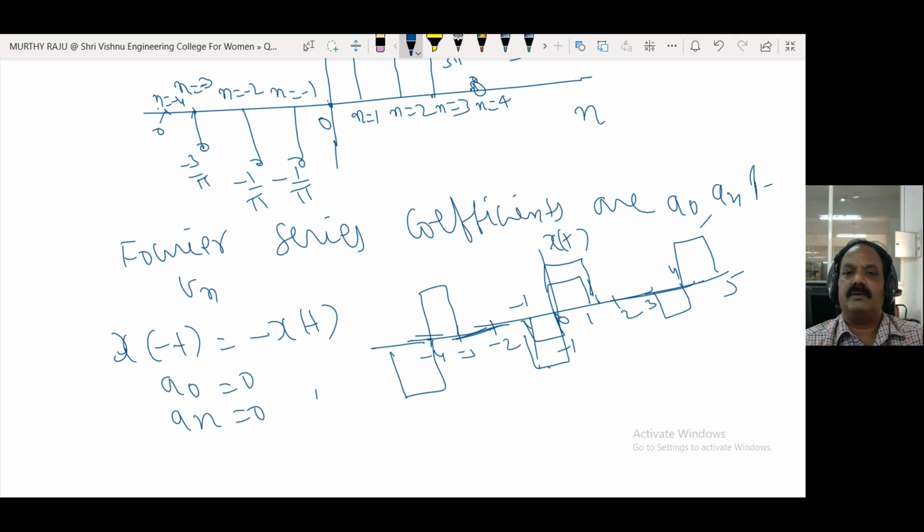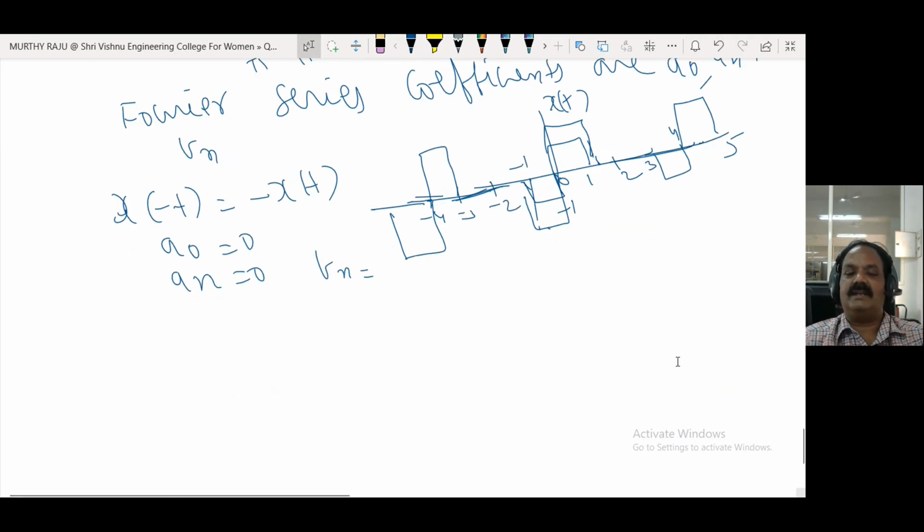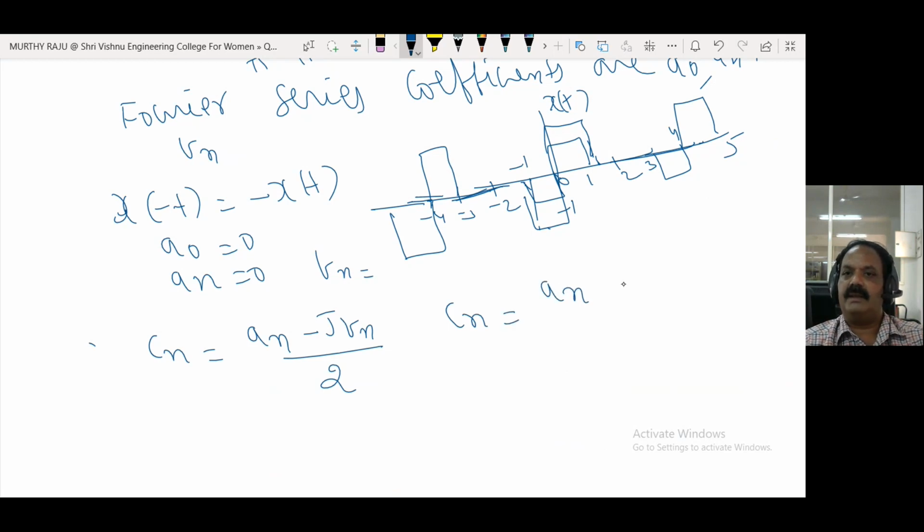An is also 0. Bn has some value. Now calculate. We know the relation between the complex exponential Fourier series coefficient and the actual Fourier series coefficients: Cn is equal to An minus jBn by 2. We know that Cn is equal to An minus jBn by 2.